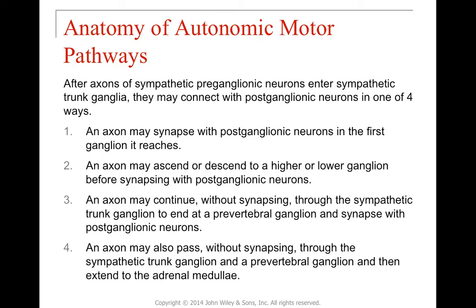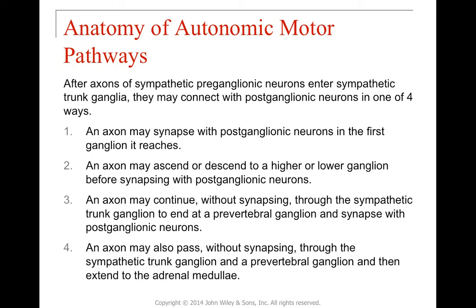Now, if you picture that an axon is going to come out of the spinal cord and it then has four options of connection with postganglionic neurons. It can do that by, number one, synapsing with a postganglionic neuron in the very first ganglion that it reaches, and then moving on its way. However, as we've seen previously, they can also ascend or descend to synapse with a higher or lower ganglion, or go in through a higher or lower ganglion before synapsing with the postganglionic neurons.